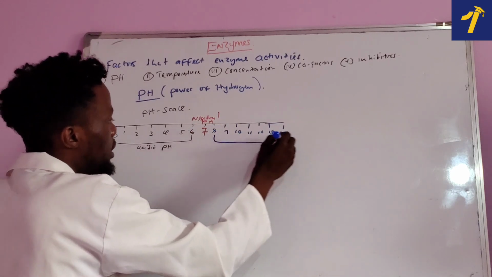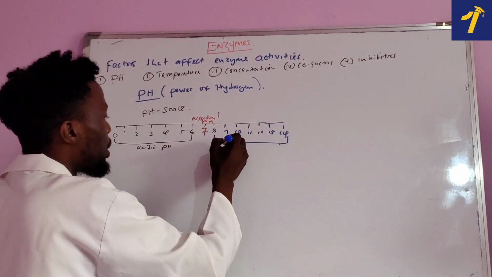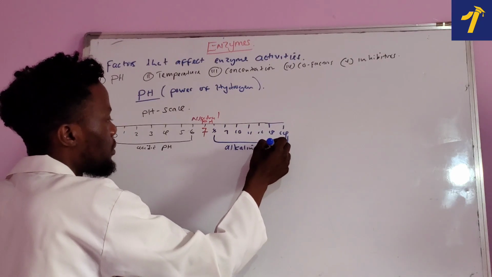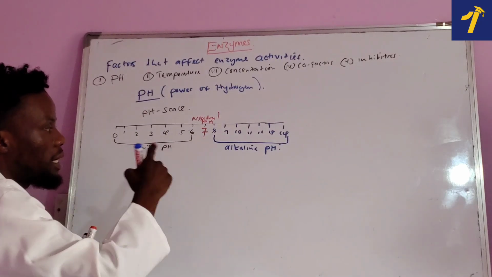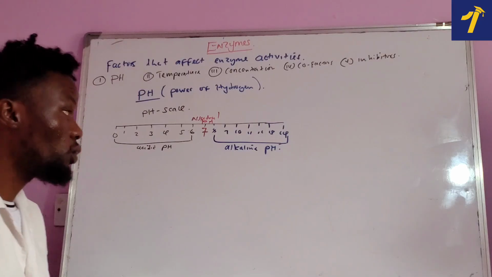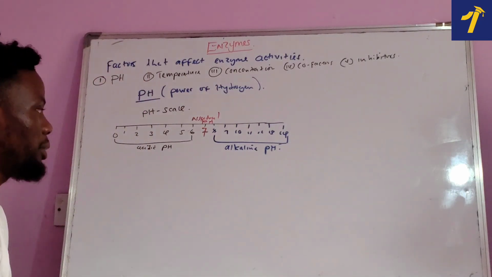So, what about this starting from 8 to 14? What type of pH is this one? We call it alkaline pH. The reason why it's called alkaline pH is because, as you can see, the numbers are now increasing, or are more than 7 up to 14. Alright? That's what we call alkaline pH.